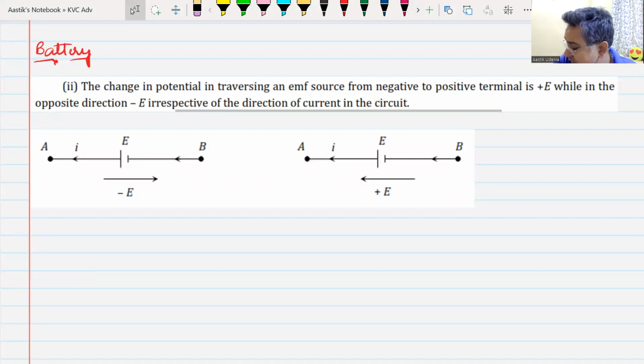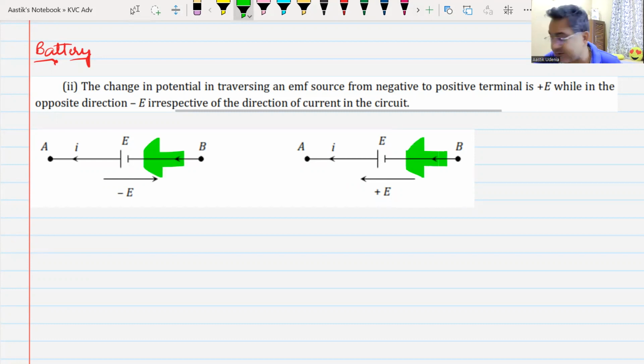Then comes the sign convention for battery. Now, for battery, it does not matter how the current is moving. The current may be moving here, or the current may be moving in the opposite direction. It only depends on from where to where you are moving. If you are moving from the positive terminal of the battery towards the negative terminal, from where to where are you moving? High potential to low potential.